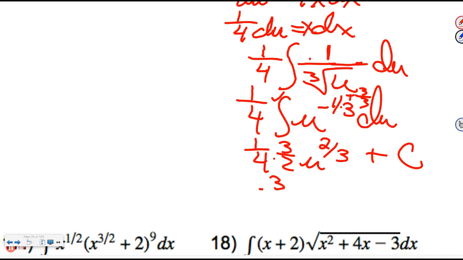So I've got 3/8. What will I do with the u? Replace it. What was my original u again? 2x squared minus what? Okay, I lost it in the scrolling. To the 2/3 plus c.